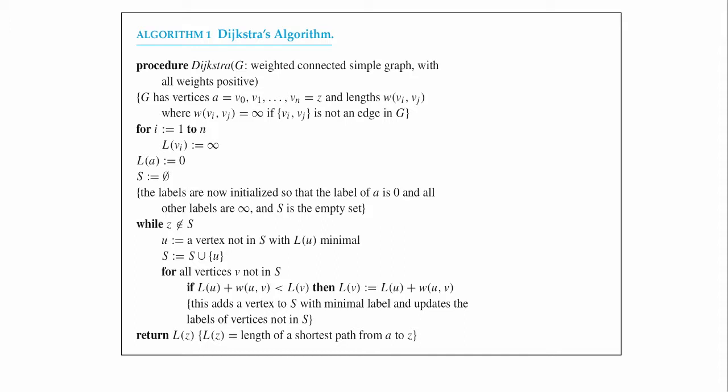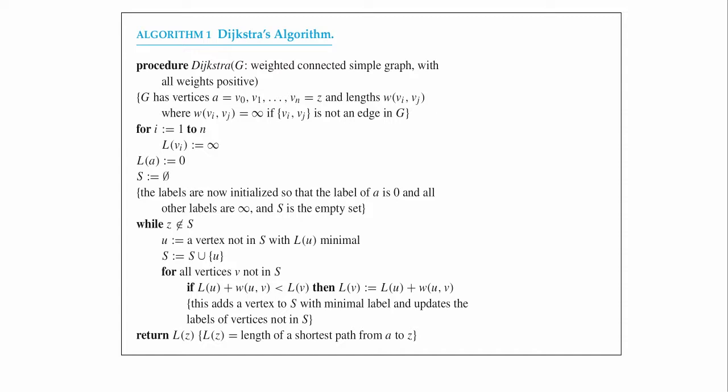Dijkstra's algorithm proceeds by forming a distinguished set of vertices. Let Sk denote the set after k iterations of the labeling procedure. We begin with S0 equal to the empty set. The set Sk is formed from S(k-1) by adding a vertex u not in S(k-1) with the smallest label.